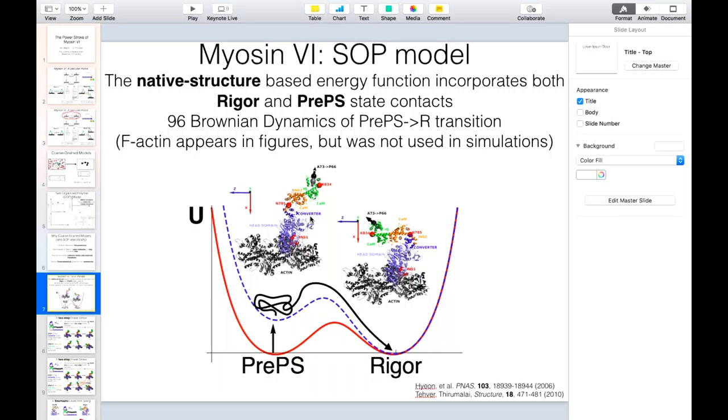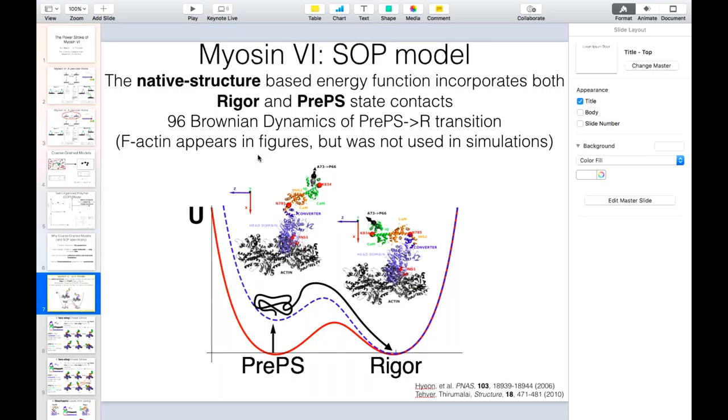And I developed a model in which the information of both the pre-power stroke and rigor conformations is simultaneously present, and the energy of the pre-power stroke is a little weakened, in such a way that I start from pre-power stroke, I stay in pre-power stroke for a short while, and then move towards rigor. And I want to see what happens during this transition.